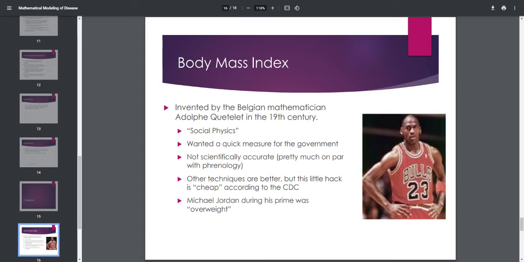Michael Jordan, during his prime with the Chicago Bulls, was overweight, and this gets criticized from both the left and the right. NPR had a story that was highly critical of the body mass index as a measure of health, as did Reason magazine. One of those is fairly far to the left of the political spectrum. One is fairly far to the right on the political spectrum. And boy, if Michael Jordan is overweight, I am in trouble.